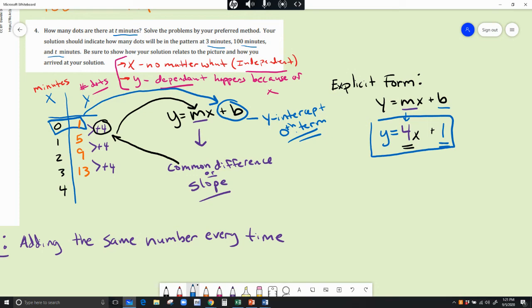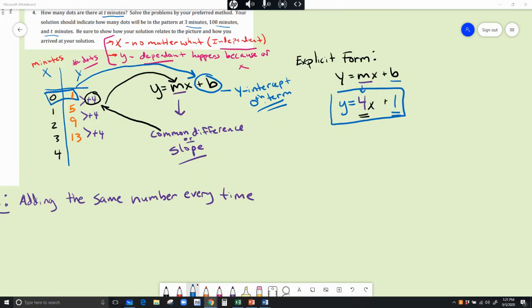Now, what the heck does all this matter, right? So I'm trying to make some room on the screen so we can see everything at the same time. So what does this equation matter, right? Well, I think it matters because we want to know at 100. We don't want to make a table that goes all the way to 100. There has to be an easier way.